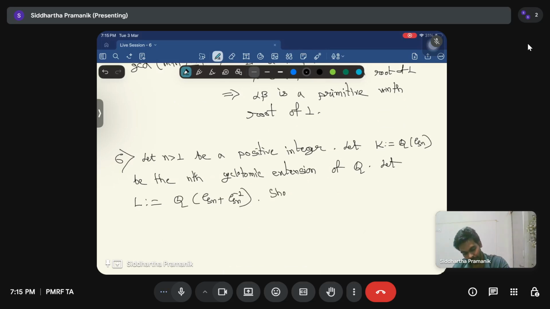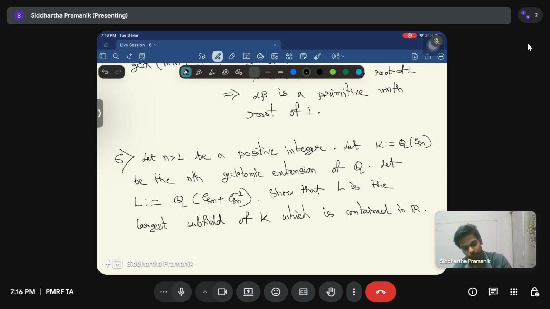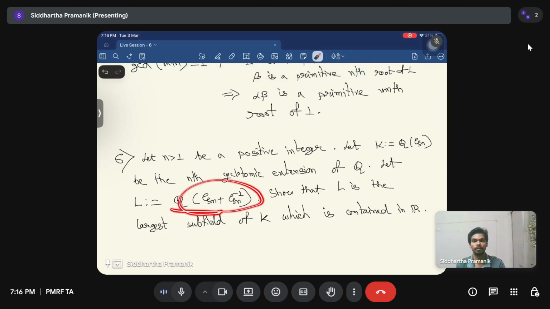Then show that L is the largest subfield of K which is contained in R. Okay, so we are saying that this is the maximal real subfield of the nth cyclotomic extension. So this is the exact description of that.